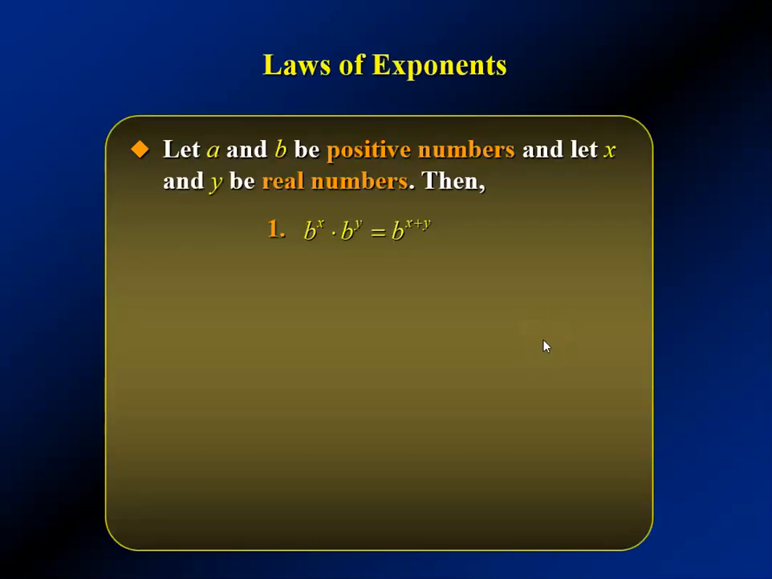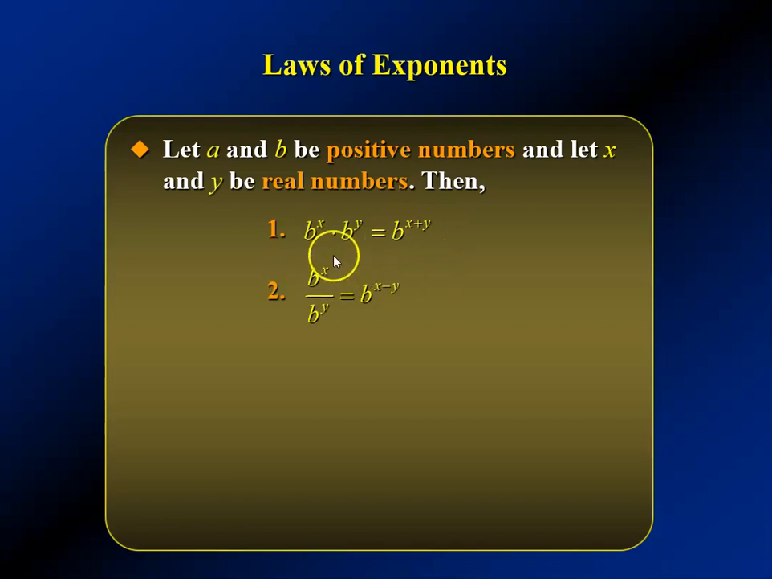Let's review some of the laws of exponents. Let a and b be positive numbers, and let x and y be real numbers. Here is rule number 1: b to the power of x times b to the power of y is equal to b to the power of x plus y.